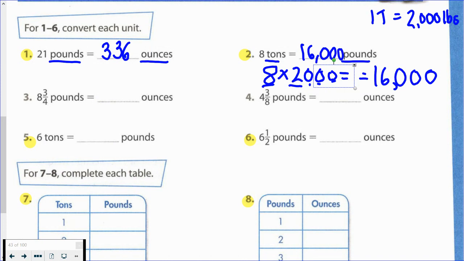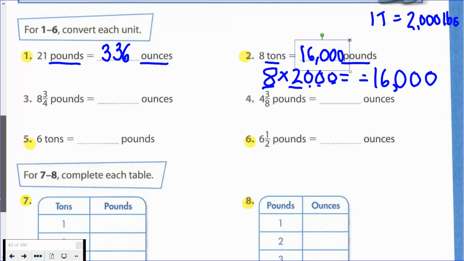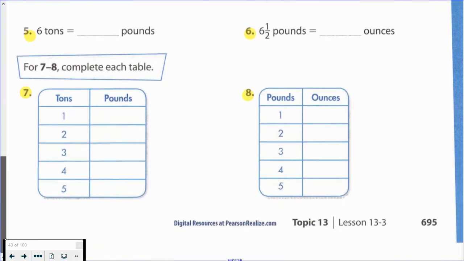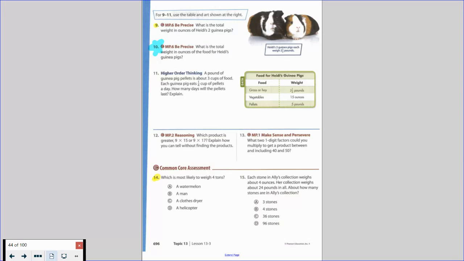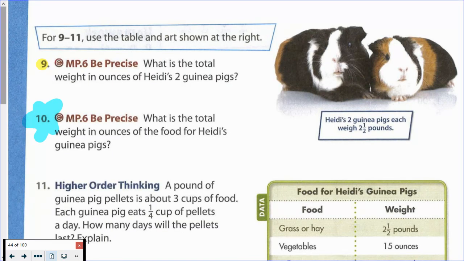Okay, so what we want you to try and do, continue this work. Try number 5, try number 6, number 7, number 8, and then on the back, try number 9 and 14, and then when you're ready for a bonus, try number 10. Okay, you totally have this. Take your time and do really good work.